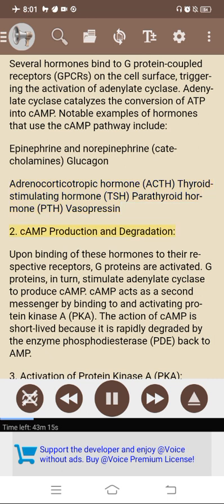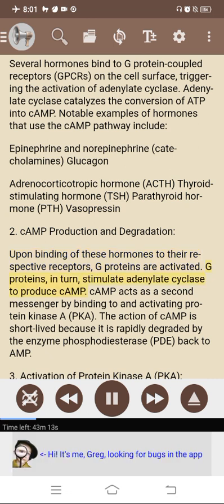2. cAMP production and degradation. Upon binding of these hormones to the respective receptors, G proteins are activated. G proteins, in turn, stimulate adenylate cyclase to produce cAMP. cAMP acts as a second messenger by binding to and activating protein kinase A (PKA). The action of cAMP is short-lived because it is rapidly degraded by the enzyme phosphodiesterase (PDE) back to AMP.